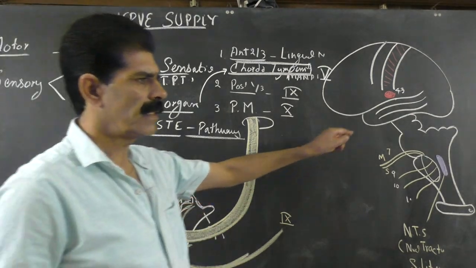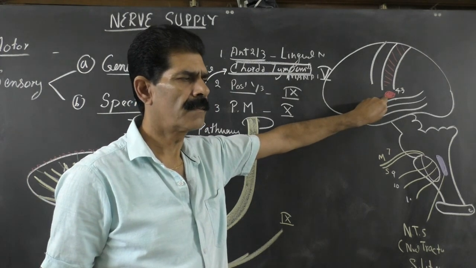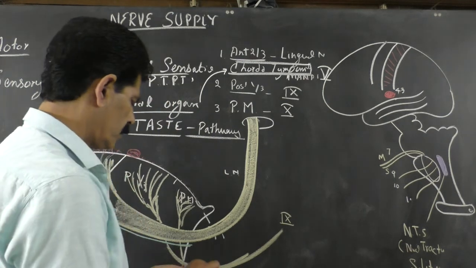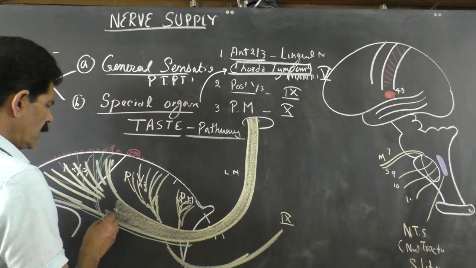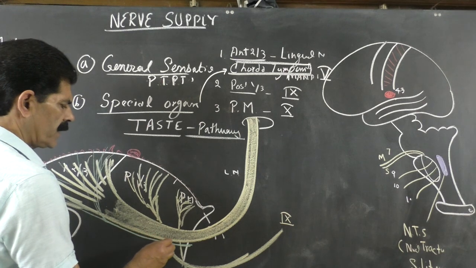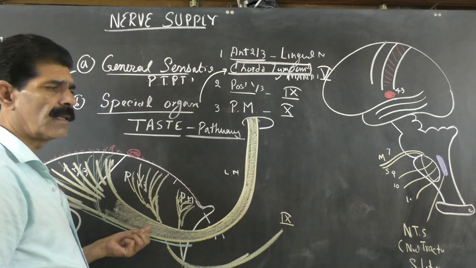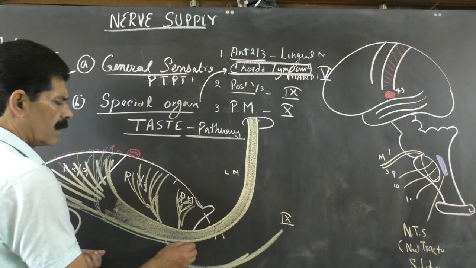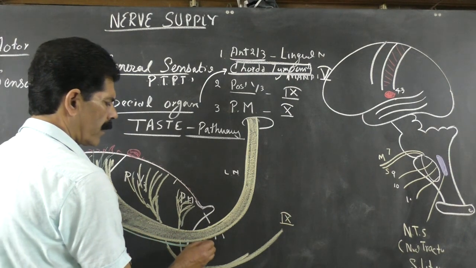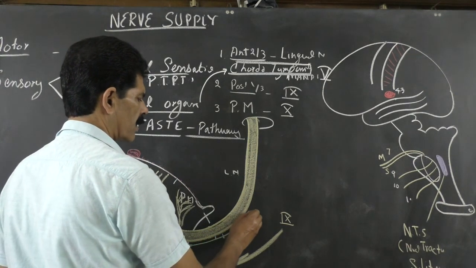So the taste sensation has to reach here, then we will come to know what we have eaten. So these few fibers from the taste buds of the anterior two-thirds of the tongue accompany the lingual nerve, and they come with the lingual nerve in the infratemporal fossa.